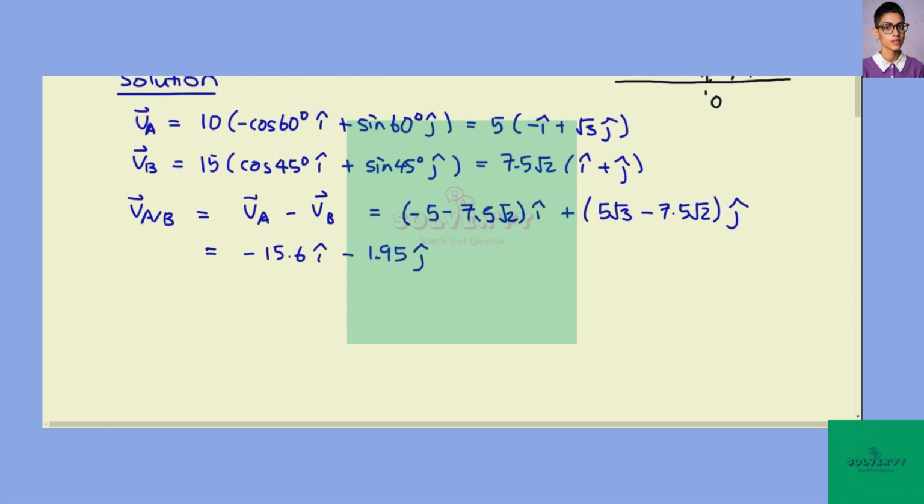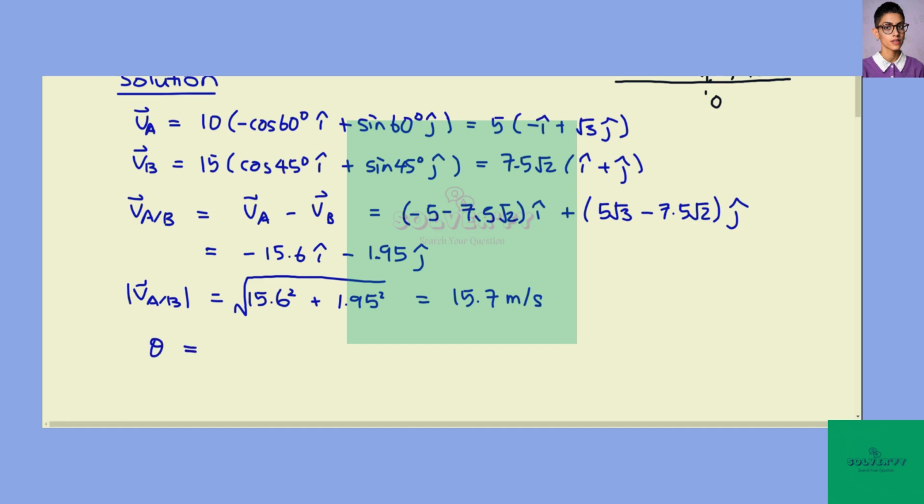Okay, and you can find the magnitude. We need the magnitude to find the time for the next part. So 15.6 squared plus 1.95 squared, and take the square root of the sum, and you get 15.7 meters per second. So this is the magnitude of the relative velocity.